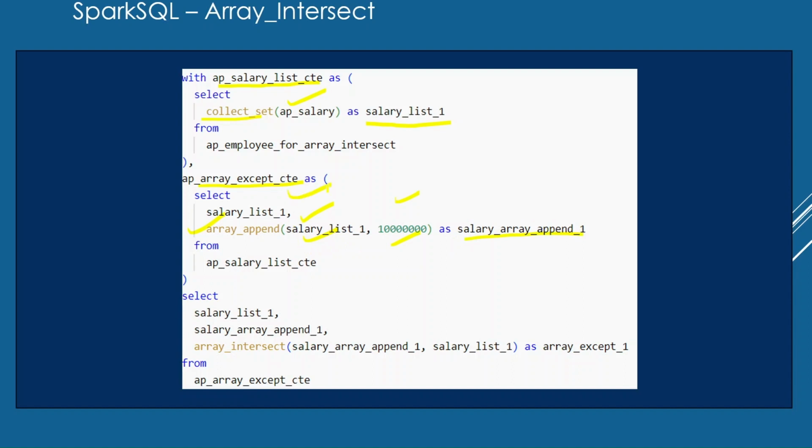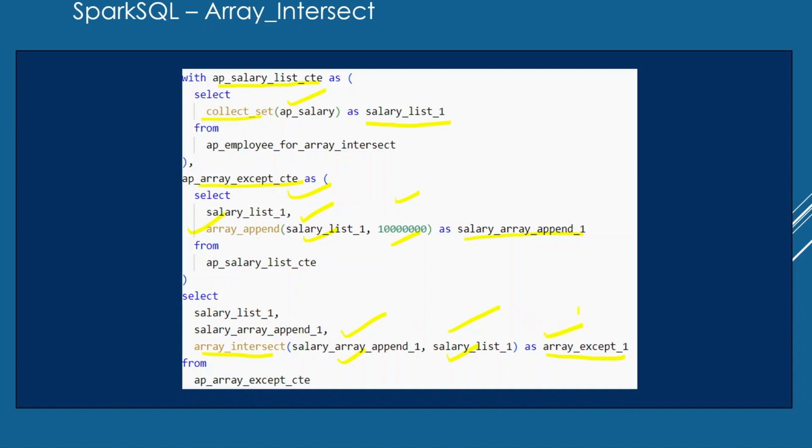Once this gets created, I am using this array intersect function and providing these two array lists which we have created, and it is going to return an array list of those elements which are the intersection of both arrays. That means whatever elements match in both array lists, the array intersect function will take all those elements and put them into an array list.